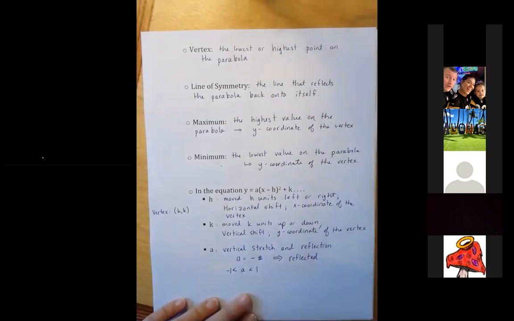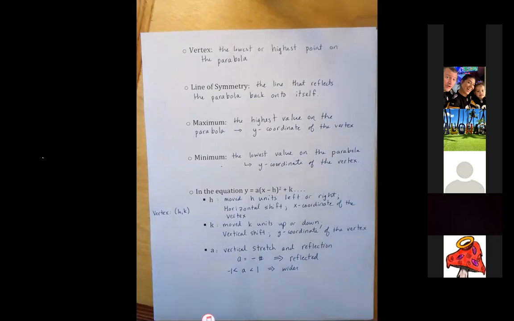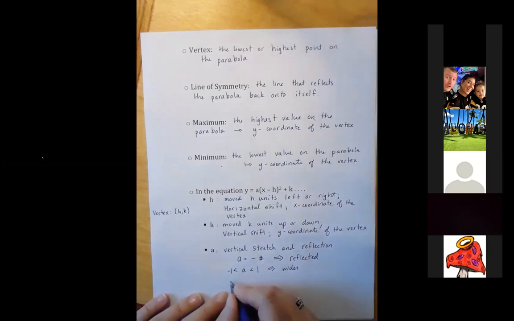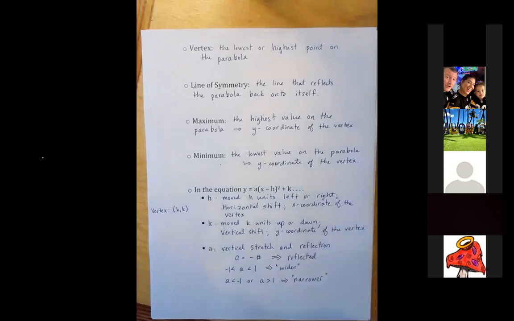When A is between -1 and 1, this makes our function wider in appearance. So our U shape, instead of looking skinny, actually starts to look fatter and fatter. So then the other option is when A is less than -1, or A is greater than 1. And when A is less than -1 or greater than 1, it actually causes our parabola to look narrower, get skinnier.